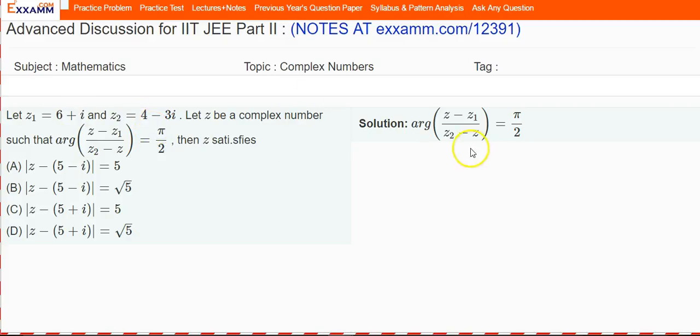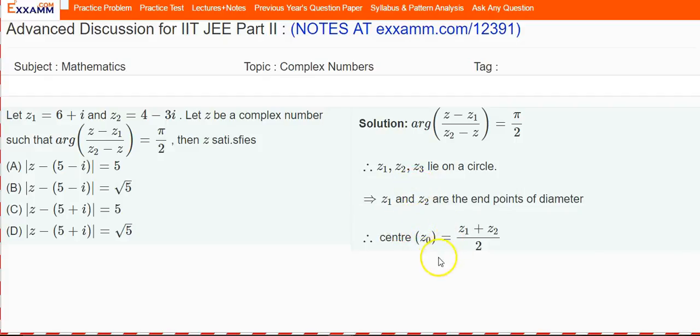Now, since Z1 and Z2 represent the diameter of the given circle, we can say that (Z1 plus Z2) by 2 would be the center of the circle. So here Z1, Z and Z2 are on the circle, so center Z0 is (Z1 plus Z2) upon 2. Now all we have to do is find the radius.